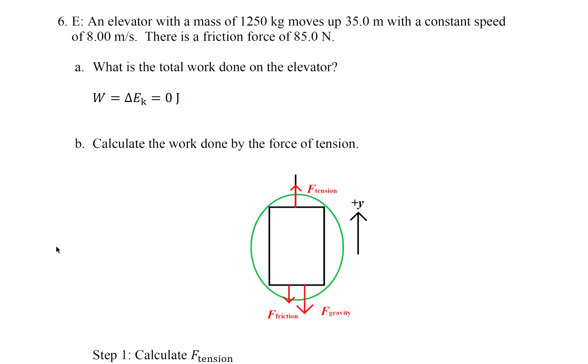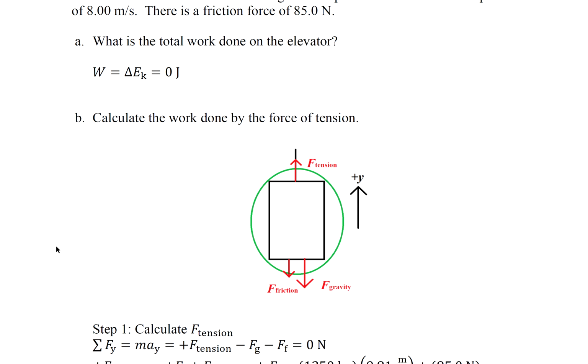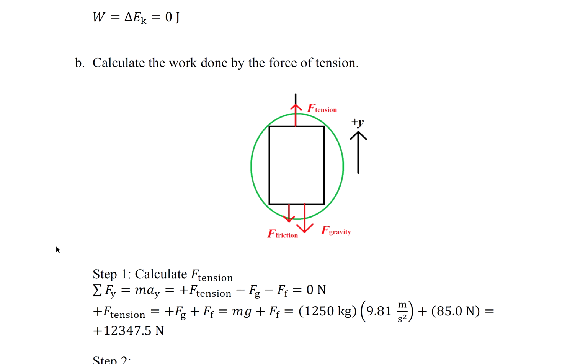Question 6, an elevator with a mass of 1250 kilograms moves up 35 meters with a constant speed of 8 meters per second. There is a friction force of 85 newtons. Part A, what is the total work done on the elevator? Work is equal to the change in kinetic energy, so that's 0 joules. Part B, calculate the work done by the force of tension. So step 1, calculate force of tension.